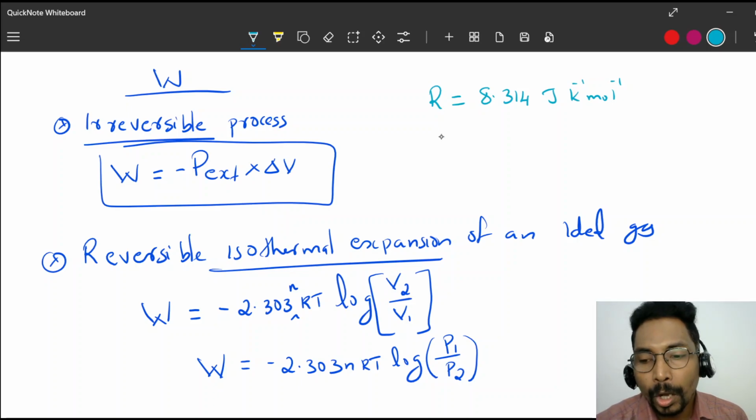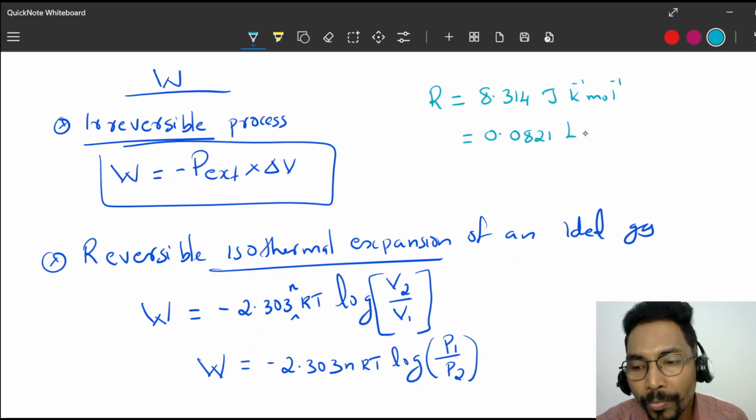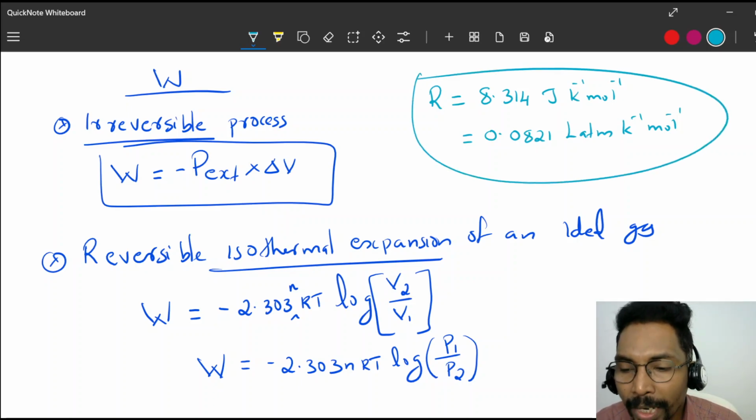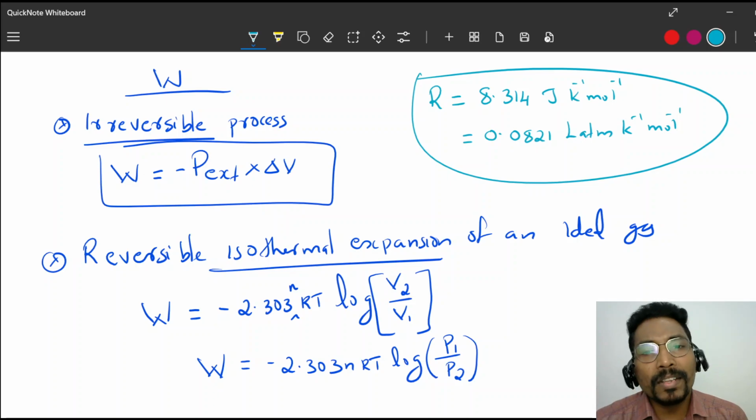Or that is equal to 0.0821 liter atm per Kelvin per mole. Or you can say liter bar per Kelvin per mole. Okay, that's it. So the value of R is very important, or mostly they will give the value of R in the question. So no worries. Clear?